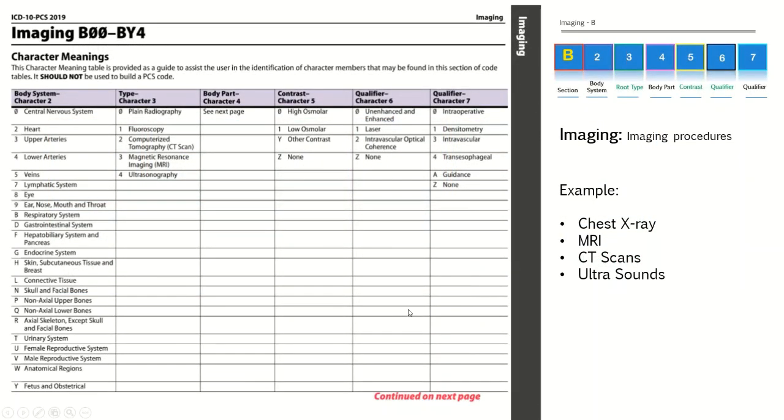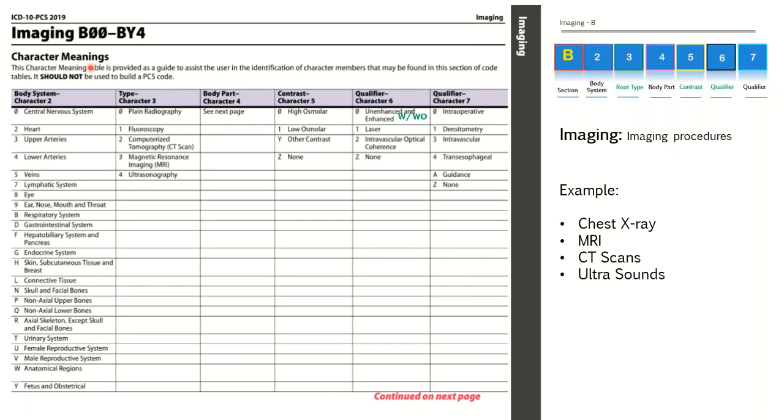All right, let's take a look at our character meanings page. We know we are on the correct page because this is section B. When you are coding for imaging procedures, examples of imaging procedures are your standard X-rays, MRIs, CT scans, and ultrasounds. So let's take a look at this character meanings page to really look at how the code is set up.